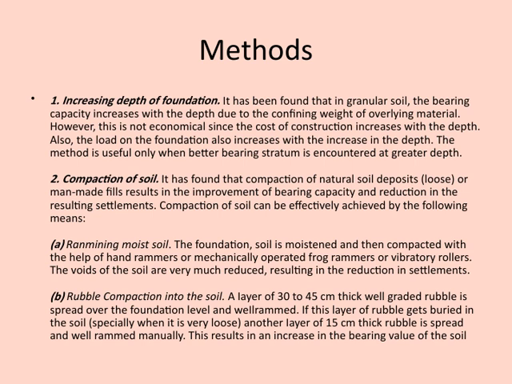Another approach is rubble compaction. This involves spreading a layer of well-graded rubble, about 30 to 45 centimeters thick, over the foundation level and then well ramming it. If the soil underneath is particularly loose, we can add another layer of rubble, about 15 centimeters, and ram it manually. This layering and compaction process helps increase the soil's bearing capacity significantly.